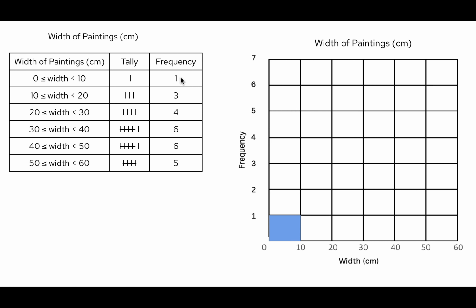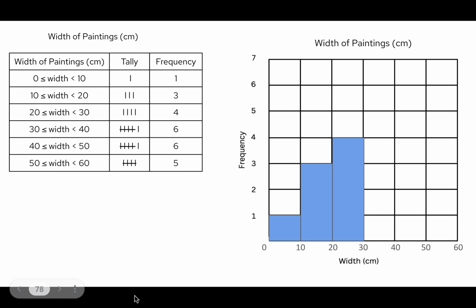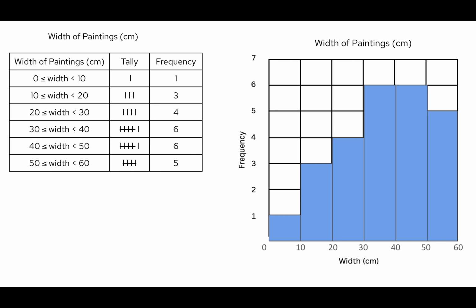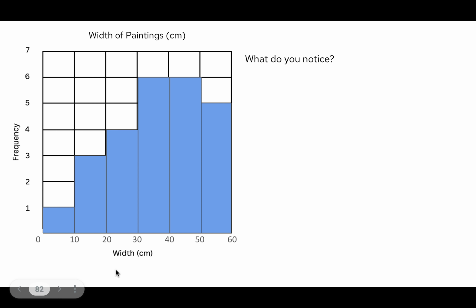So for the first one, there was 1. So I make a bar going up to the frequency of 1, or coloring in 1 square. The next one is 3, so I color in 3 squares. Then 4 squares, 6 squares, 6 squares, and 5 squares. Again, notice that these bars are touching because it's a histogram. It's a range between, so we don't have any gaps between the bars. And also notice that they are the same width.